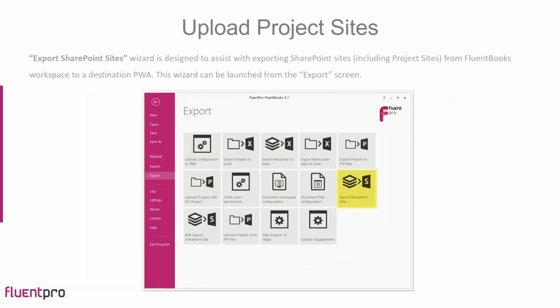Project sites, the last entity to be uploaded, can be uploaded using the Expert SharePoint Sites wizard from the FluentBooks workspace to the destination PWA. And this wizard can be launched from the Expert screen, and it's highlighted in yellow.